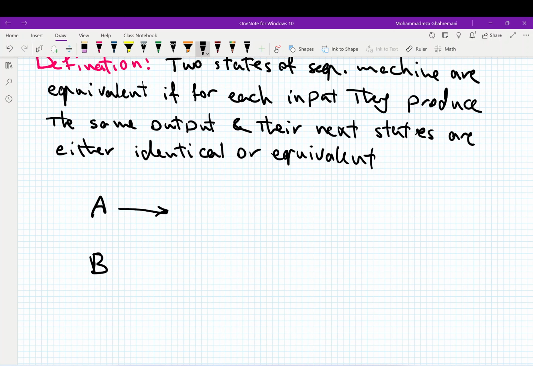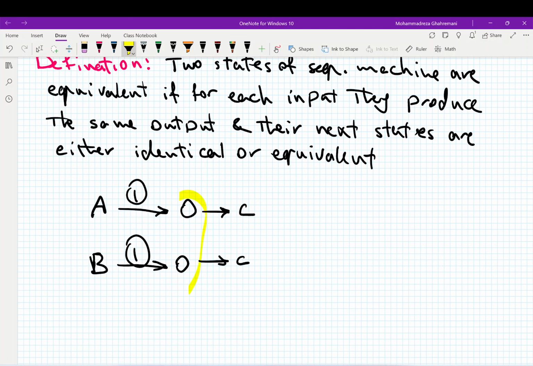So if we have two states, state A and B, if they produce the same output for the inputs, let's say if the input is 1, for example, for both of them, and their next state is also the same, identical, so if the outputs for the same input are the same and the next states also are the same, we can say that states A and B are equivalent.